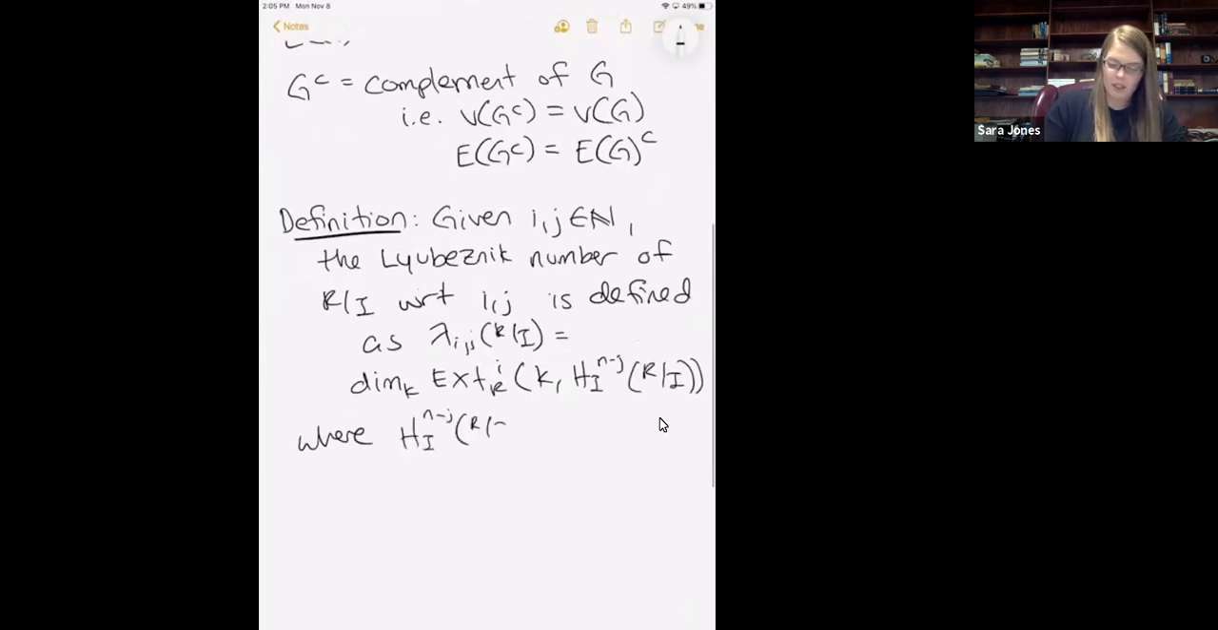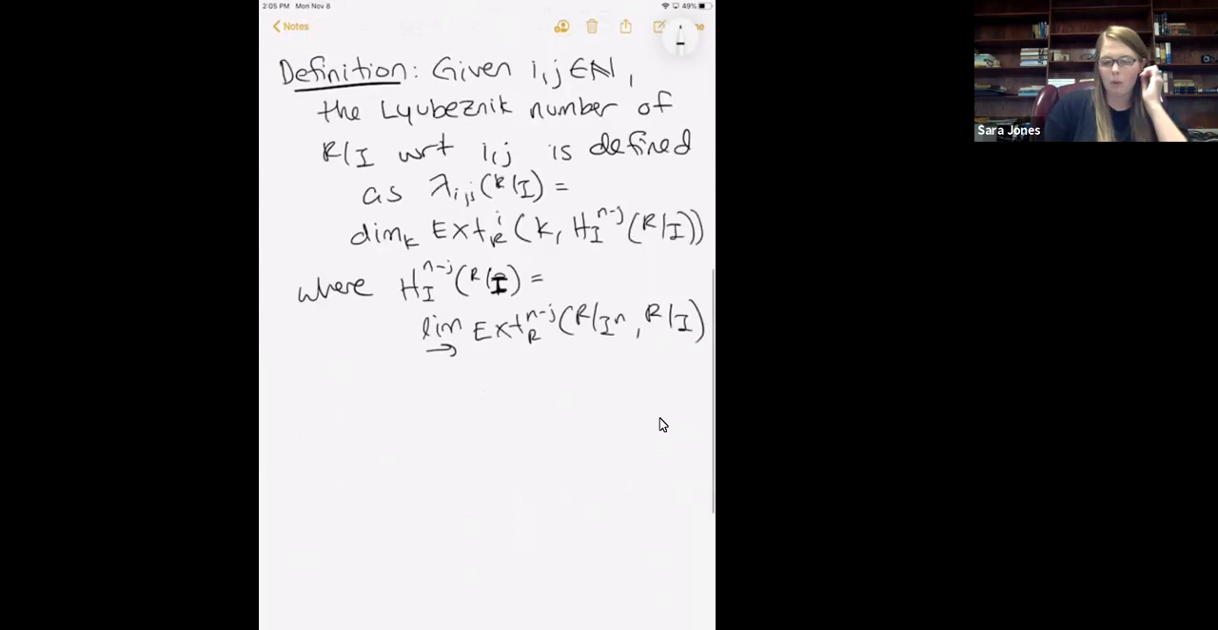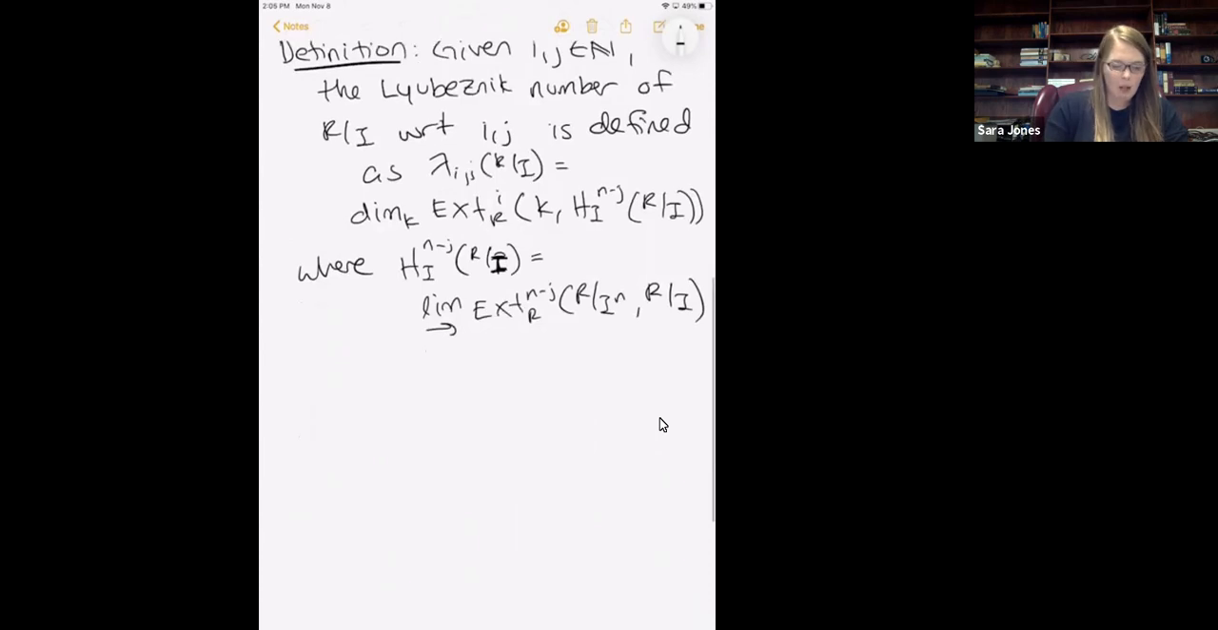This is referring to the local cohomology of R mod I. For the purpose of today, we'll define that to be the direct limit of these Ext modules. But we won't have to do too much with that definition. We'll see later that we're going to use a different way of calculating the Lyubeznik numbers instead of going through these Ext modules.